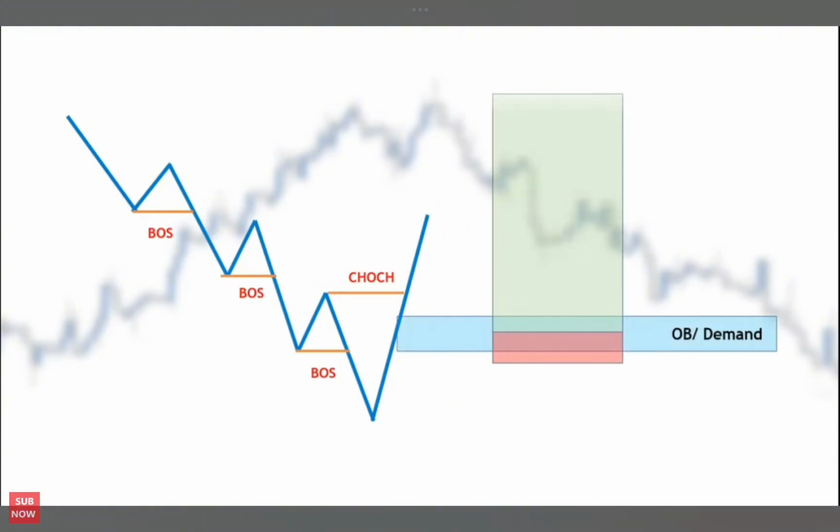In cases like this, after the formation of a change of character, we are looking for the opportunity to enter into a trade by using the order blocks. In the next episodes, we will describe in detail how to place a trade by using the smart money trading system.